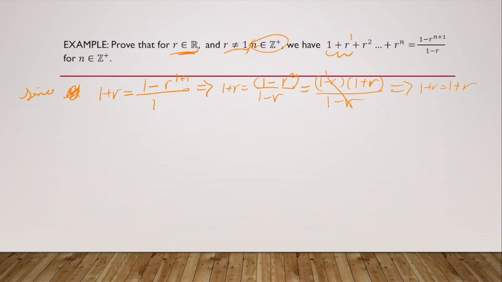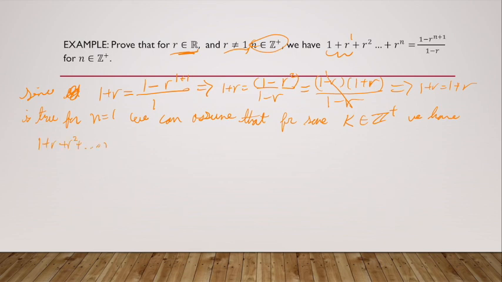So because this is true for n equals 1, we can assume that for some k that's a positive integer, we have 1 plus r plus r squared plus ... plus r to the k equals 1 minus r to the k plus 1 over 1 minus r. We must show this is true for k plus 1.